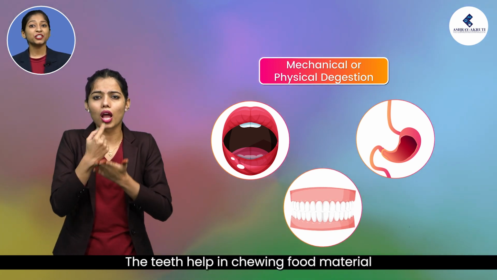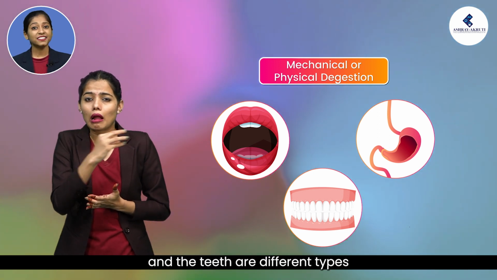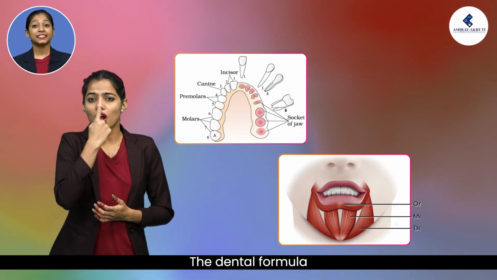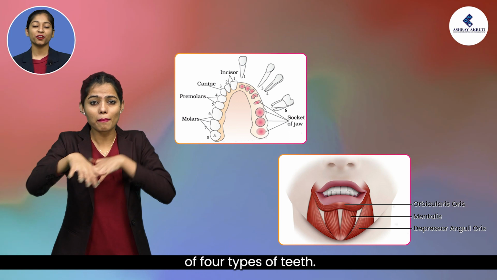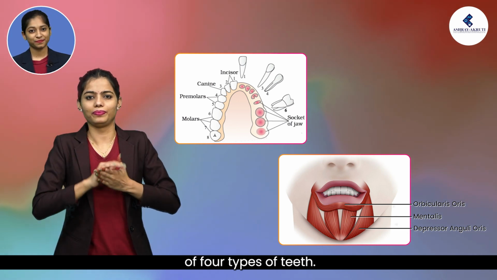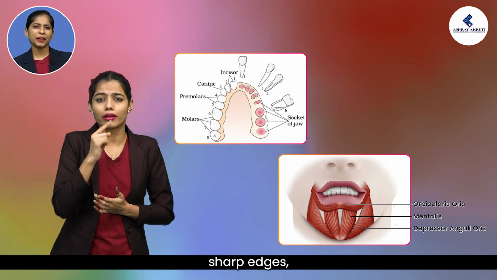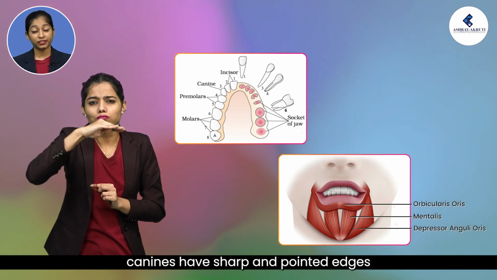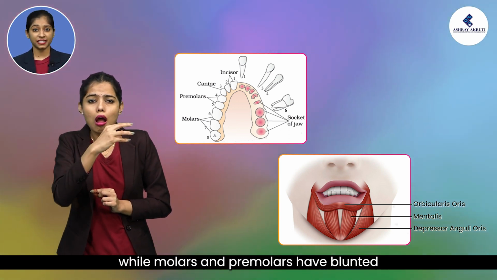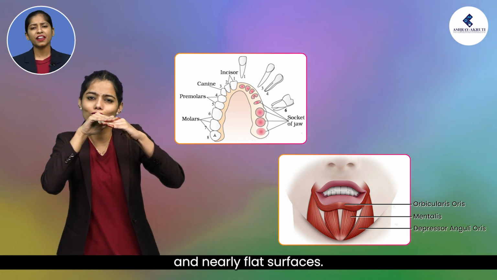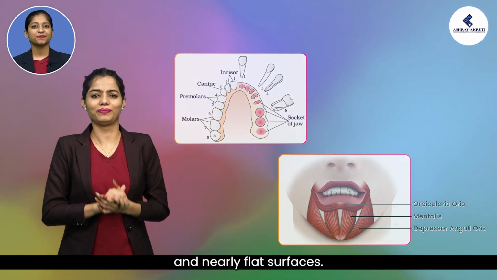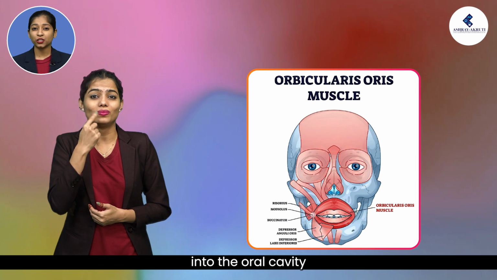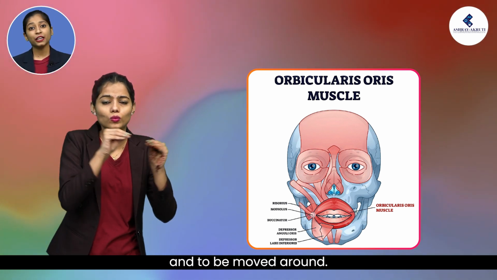The teeth help in chewing food material, and the teeth are of different types with different roles. The dental formula explains the arrangement of 4 types of teeth. The incisors have sharp edges. Canines have sharp and pointed edges, while molars and premolars have blunted and nearly flat surfaces. The circular muscles of the mouth enable the food to be pushed into the oral cavity and to be moved around.